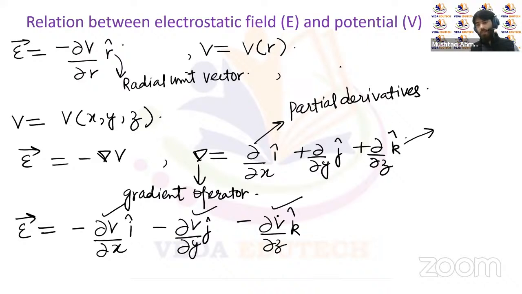Gradient is always taken for scalars, and we get a vector quantity. Here, this scalar is potential. If we take the gradient of this potential, we get the electric field. Similarly, if we take the gradient of potential energy, we get the force. We can write force as minus grad of U, where U is the potential energy.